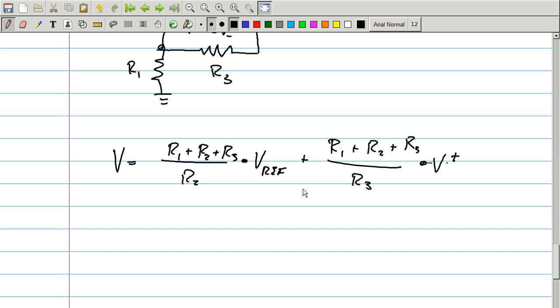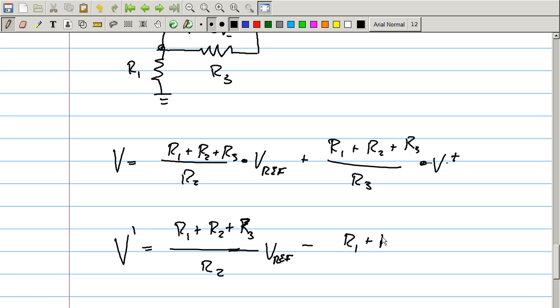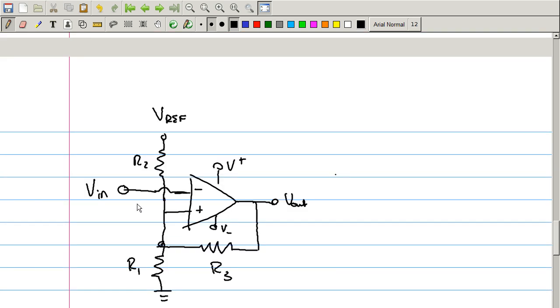Okay, moving on. V prime equals R1 plus R2 plus R3 over R2, times V ref, minus R1 plus R2 plus R3 over R3, times V plus. And there we go. So that gives you the upper and lower bounds of that Schmitt trigger.